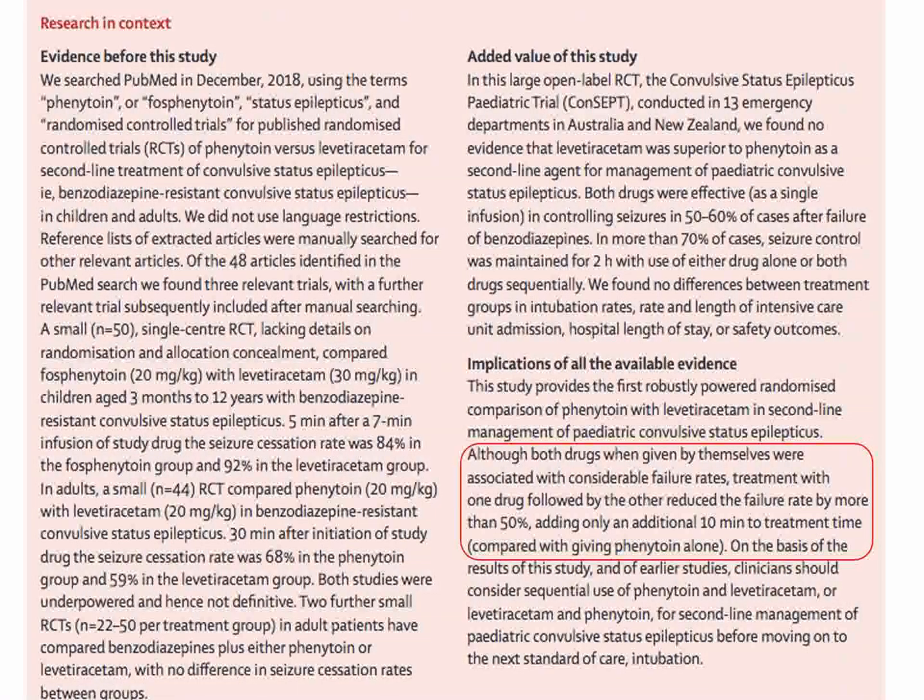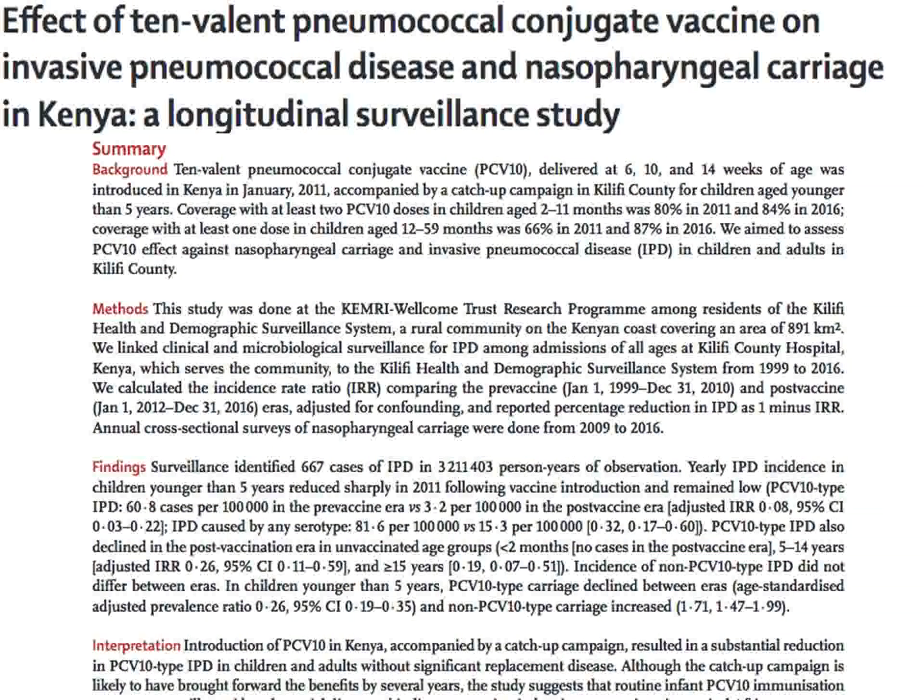But here the authors also discuss the possibility that maybe the question of which is better isn't the relevant question. Perhaps we should give one drug, and if it doesn't work, then give the other drug. And maybe a tandem treatment would be a better approach to treat these patients.